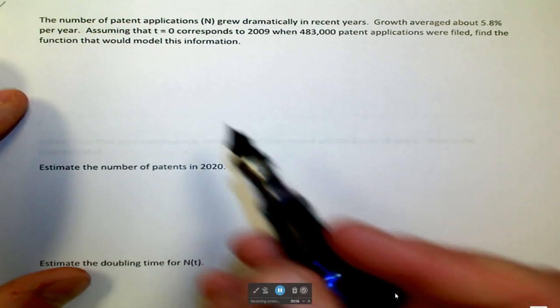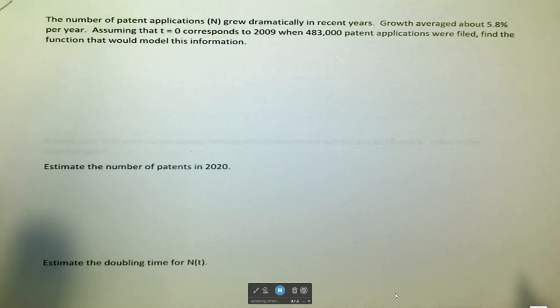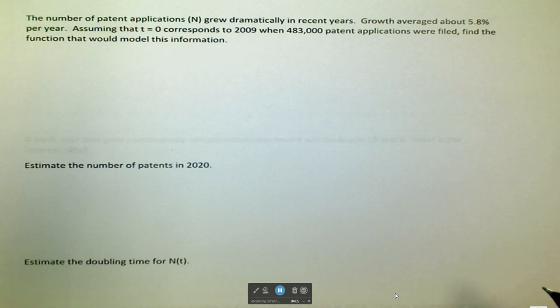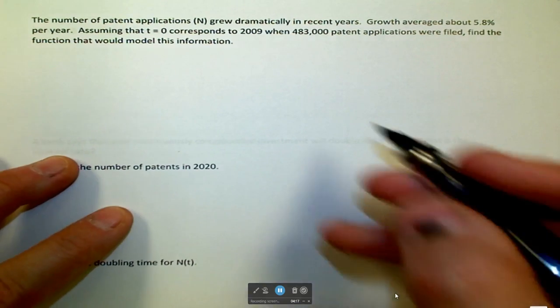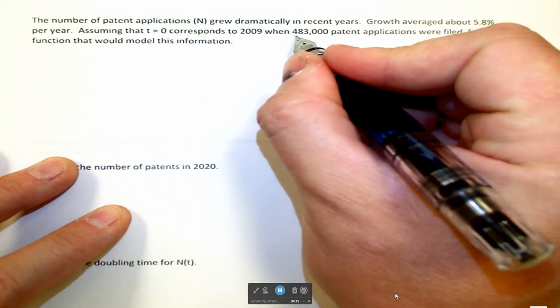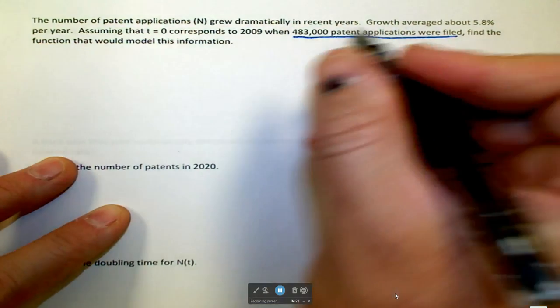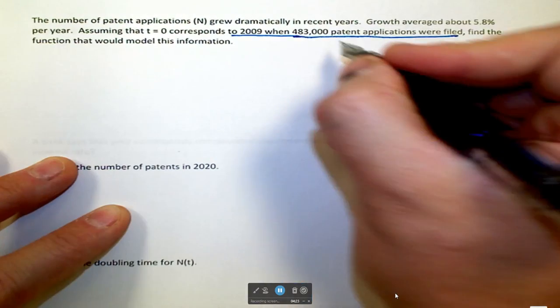So here's the first one. It says the number of patent applications N grew dramatically in recent years. Growth averaged about 5.8% per year. Assuming t equals 0 corresponds with 2009, when 483,000 patent applications were filed, find the function that would model this information. So here's what we're going to know. 483,000 patent applications were filed in 2009.